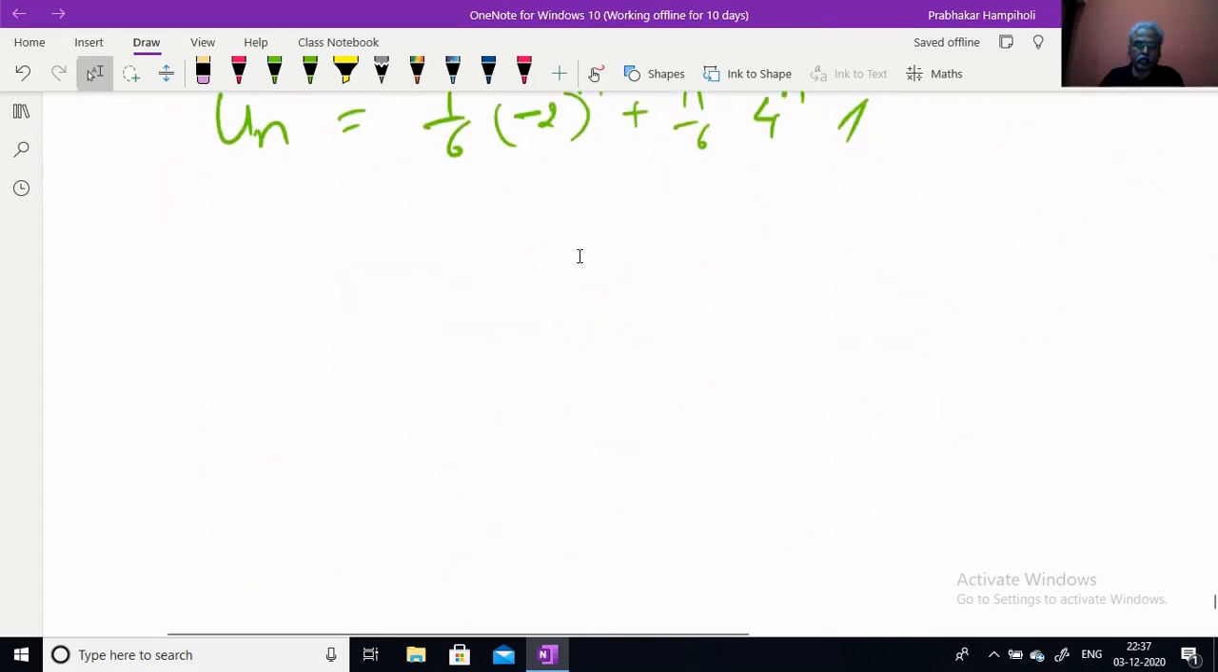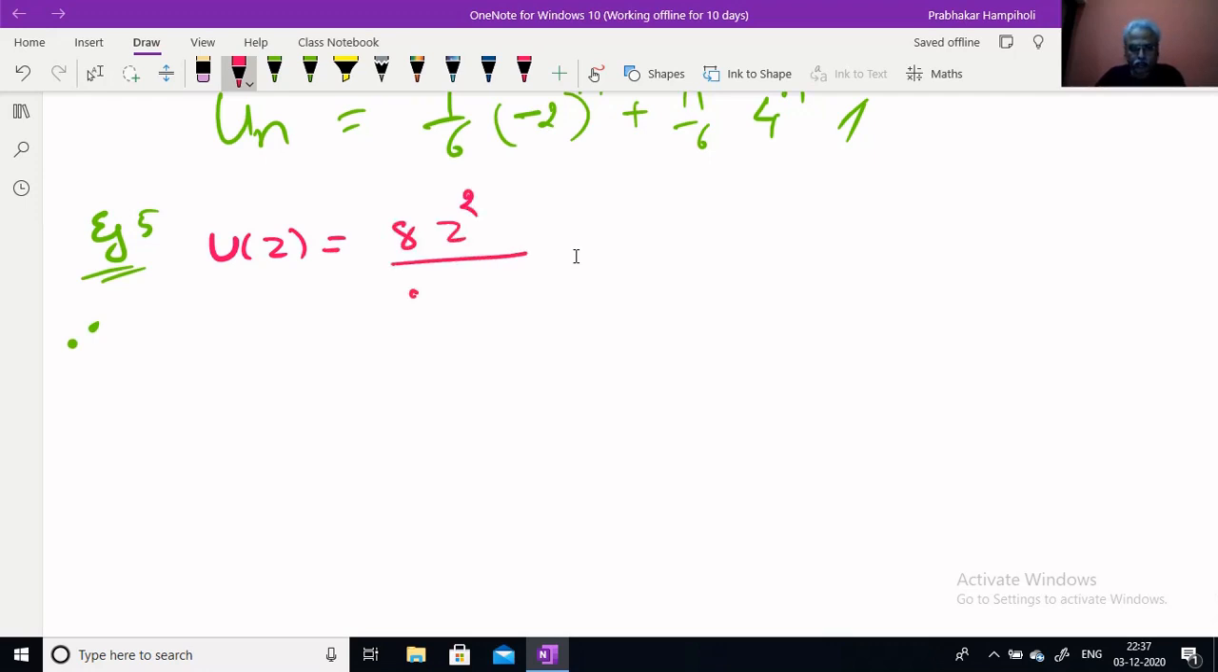Dear students, let me teach the same thing instead of repeating in the next example. Maybe example number 5. So now in example number 5, suppose u of z equal to 8z square upon 2z minus 1 into 4z minus 1. Now first of all, better you should take this 2 outside, 4 outside, and both of them are z square highest coefficients. 1 z you transfer this side.